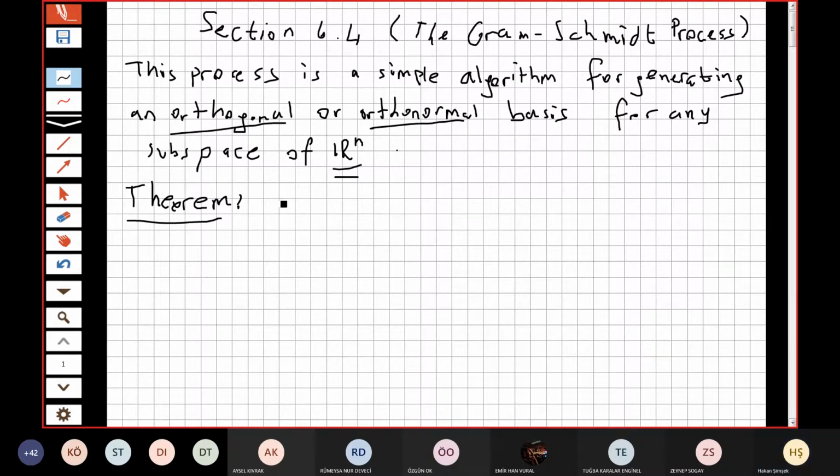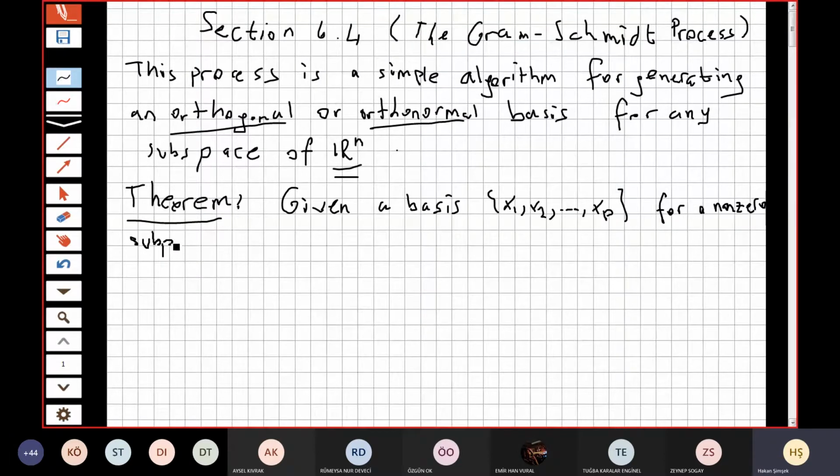Given a basis, let's say x1, x2, and so on up to xp, we have p vectors in the basis for a non-zero subspace, or the vector space itself, W of Rn. This process is valid for the subspaces of Rn or itself.